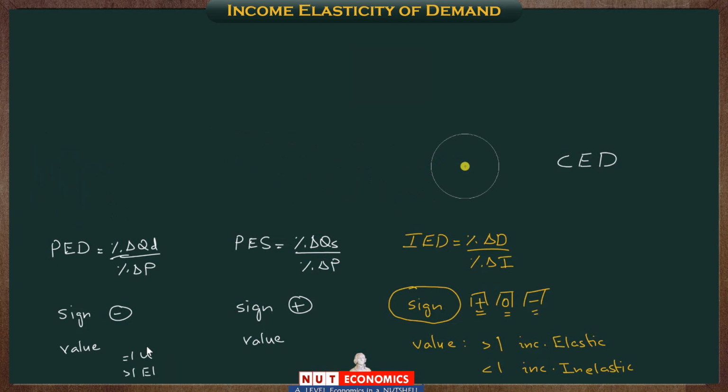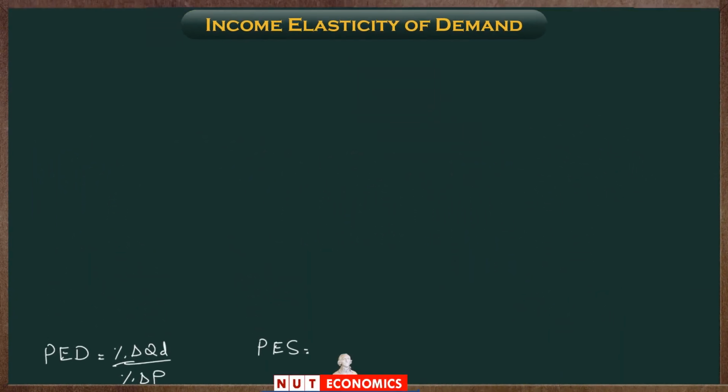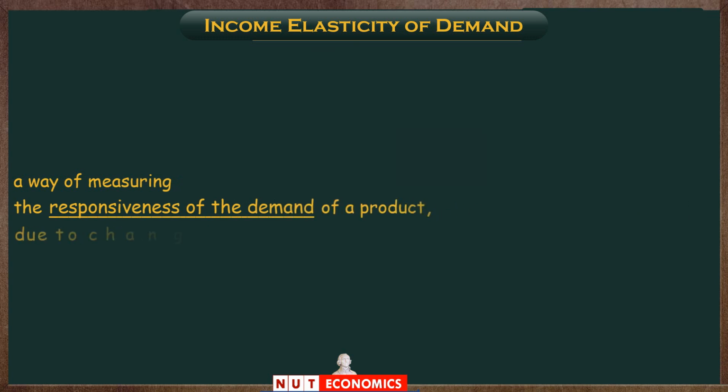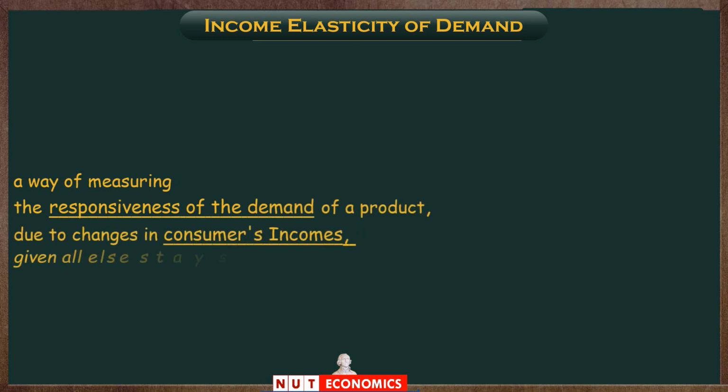So what I'm going to do here is let me just get rid of all of this over here, and let me just put the basic understanding of IED. Let me just write it down over here. So income elasticity of demand, we would define it as a way of measuring the responsiveness of demand, the amount of change in demand when the income of the consumers of a product change, and we will assume that everything other than incomes is constant.